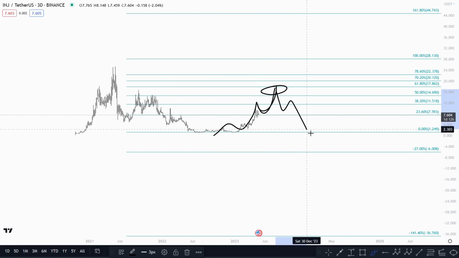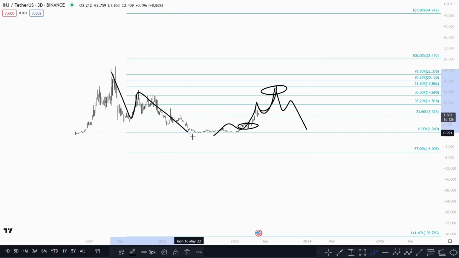Look for a key structural support to come back into play after a 3-wave move, whether we get an ABC, a WXY. We don't 100% know what we're going to get for INJ there, but like we got here, you can see it takes a while. It takes people out of the market. People call it a dead project. Never going to go up again.